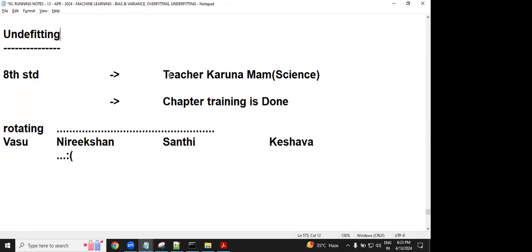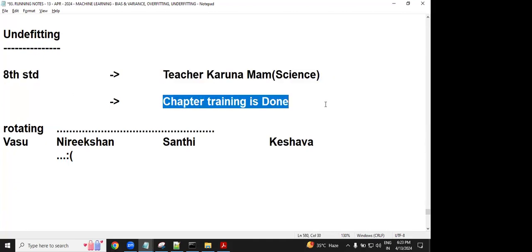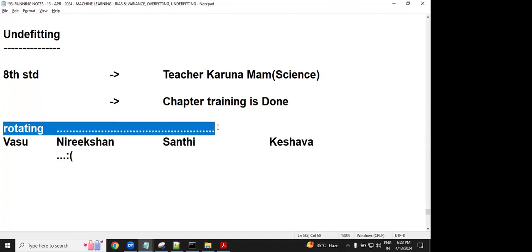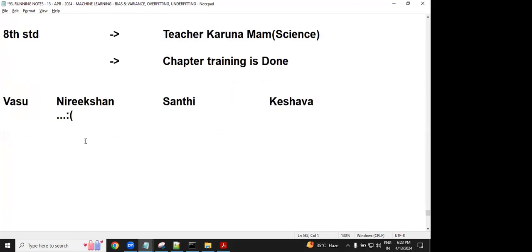Let me tell you. Teacher Karuna madam, when I was in 8th standard, chapter training was started. During this chapter training, there was a person, Nirikshan, talk with me. During training itself I'm showing my hands. I mean to say that I'm sorry, I didn't understand. What do you mean by underfitting?